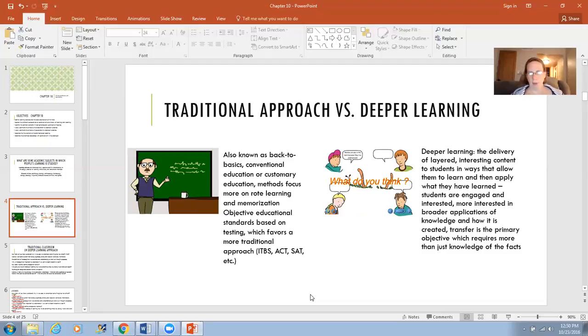So an example of deeper learning would be an after-school program where students are encouraged to create a robot. Okay? So it's this idea of hands-on, interesting topics, and most often we see this kind of application in after-school programs versus a typical classroom on a typical day in a typical American school system. So with this type of deeper learning, transfer is the primary objective.